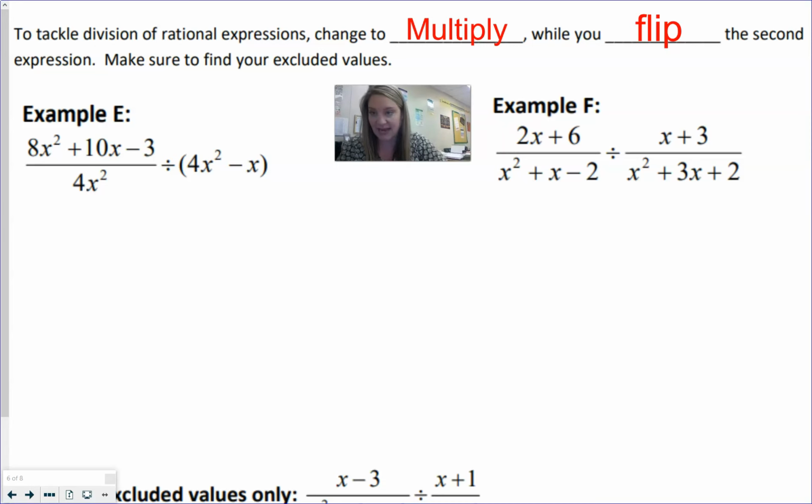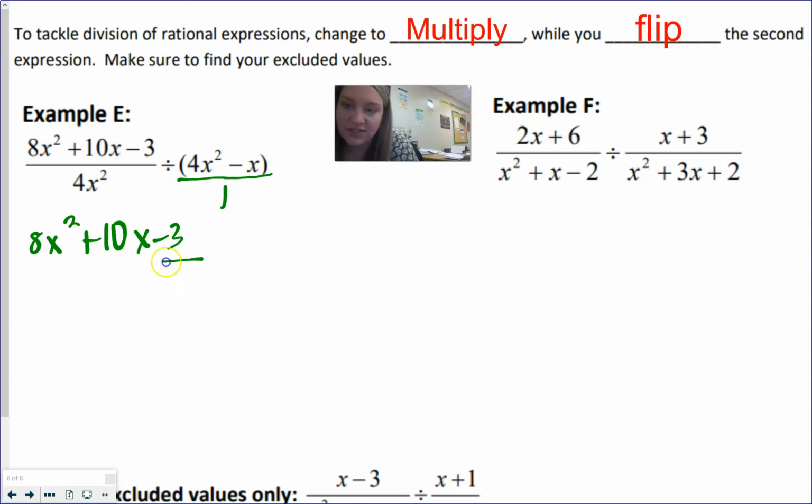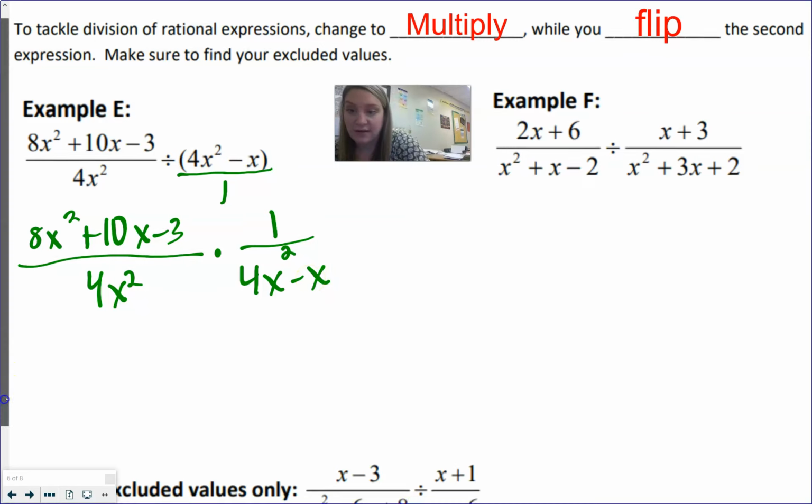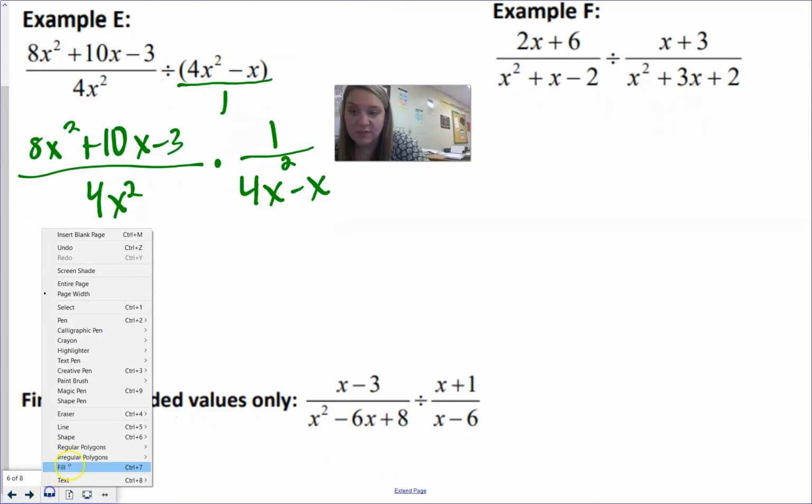So my first one, I have 8x squared plus 10x minus 3 over 4x squared being divided by 4x squared minus x over 1. Well, I'm going to go ahead and make this a fraction by putting that over 1. It's dividing, so I have to flip my second. So 8x squared plus 10x minus 3 all over 4x squared. I'm going to flip the second one to be 1 over 4x squared minus x. All right, now we need to start factoring pieces as low as we can.